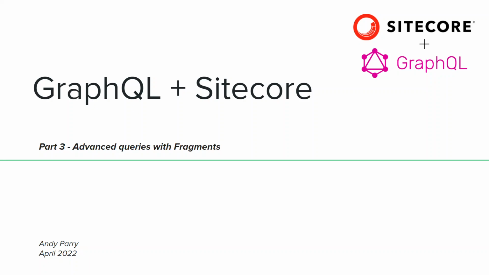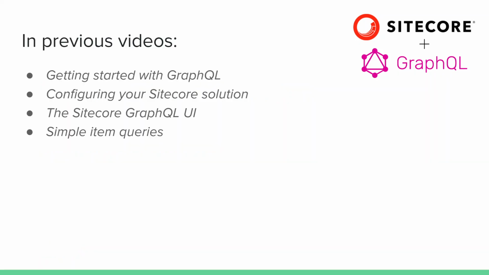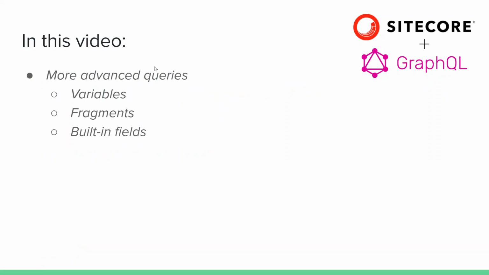In this video, we're going to have a look at some advanced query techniques and using fragments. In previous videos, we covered getting started with GraphQL and how to configure your Sitecore solution to enable access via GraphQL. We took a look at the GraphQL UI and some item queries, and we also looked at some strong typing or inline fragments, if you like. In this video, we're going to look at some more advanced techniques, such as using variables, using fragments for code reuse within our queries, and accessing some of the built-in fields in Sitecore. So let's go and get started.